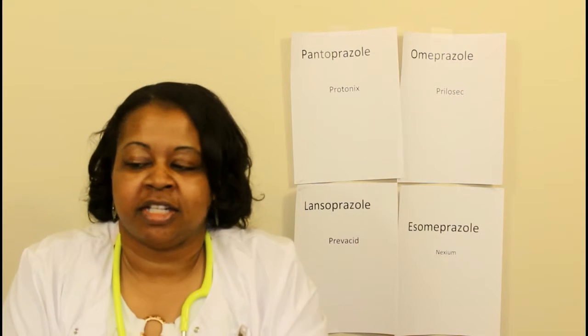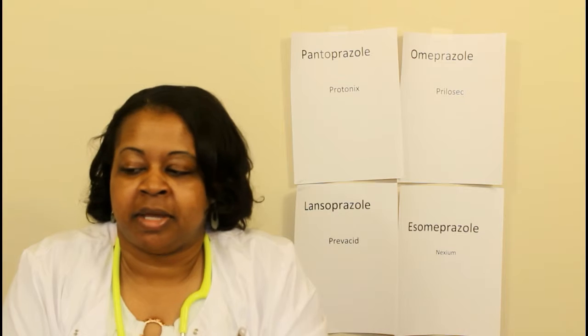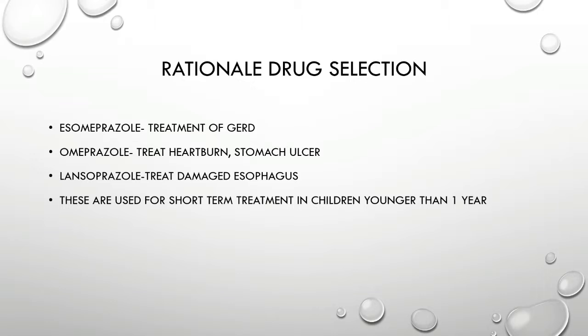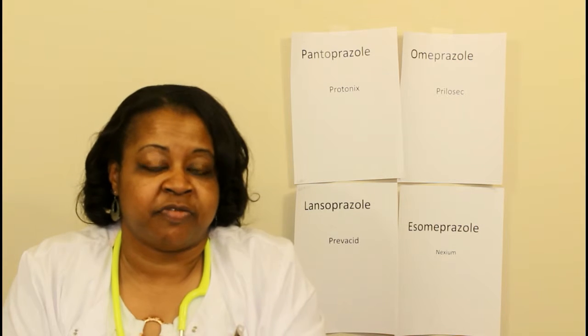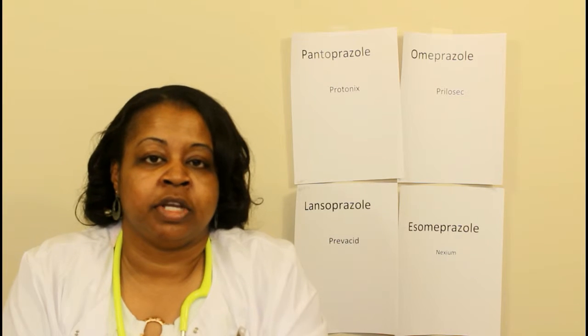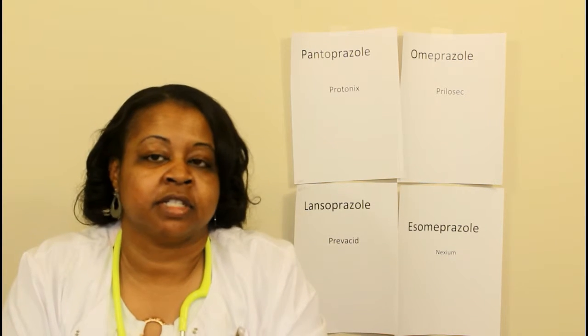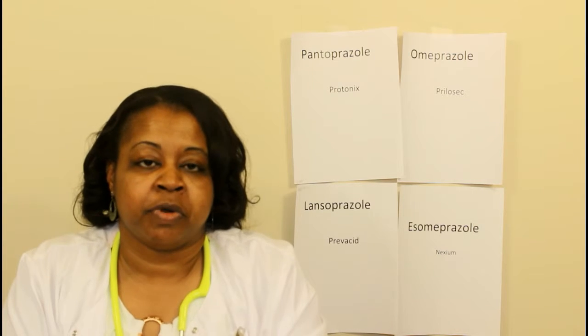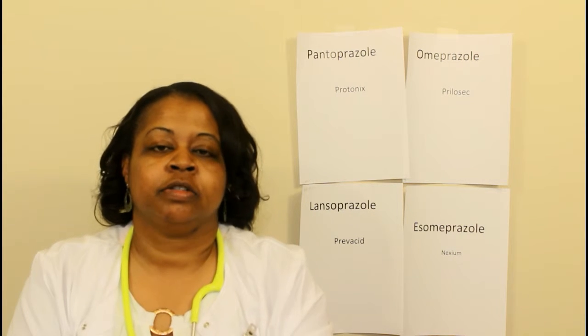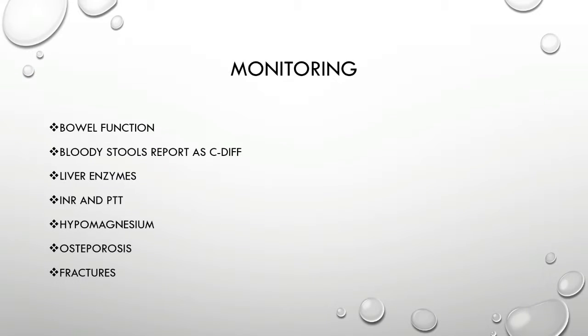The rationale, drug selection. I want to talk about the drug esomeprazole. It's usually used to treat GERD. And then I'm going to talk about omeprazole. It's used to treat heartburn and stomach ulcers, and it's also one of the drugs that is bought over the counter. It's fairly cheap, and it's a common use drug. And then we have lansoprazole, and it's used to treat the damaged esophagus. The good thing about all three of these drugs is that they can be used in children younger than 1 year old.